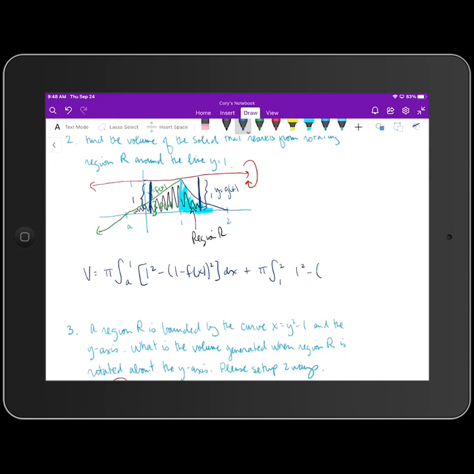We know the distance from the function to the x-axis is just the function value g of x. So this distance right here in yellow is going to be the whole thing, 1 minus the function g of x. Okay, so this will be (1 minus g of x) quantity squared. And then again, the thickness of the cross-section is a change in the x direction.